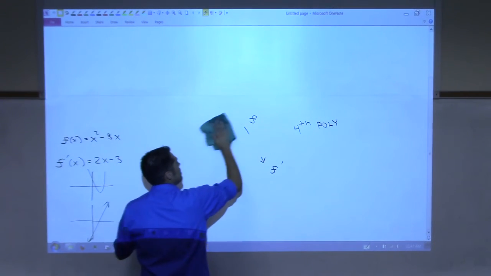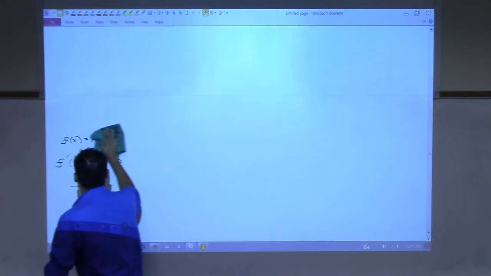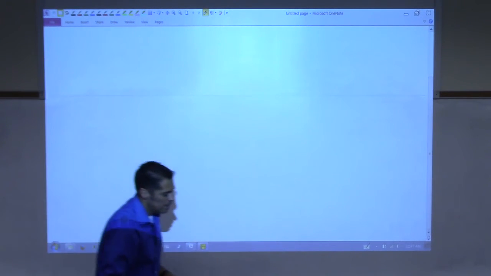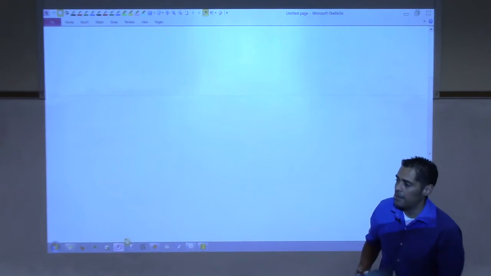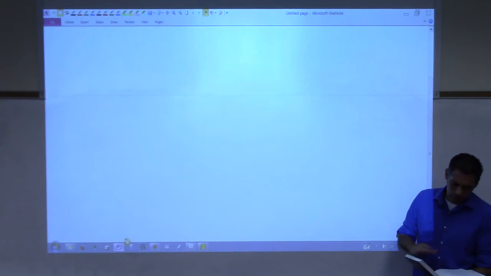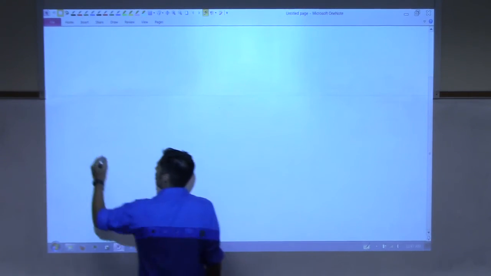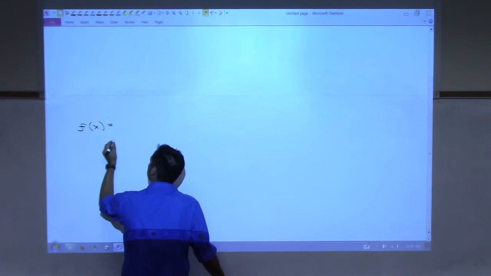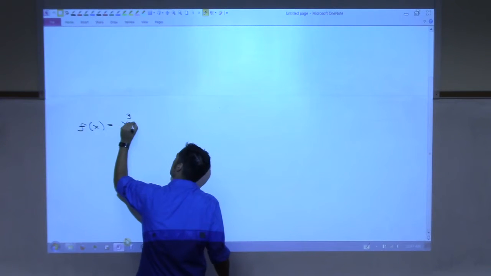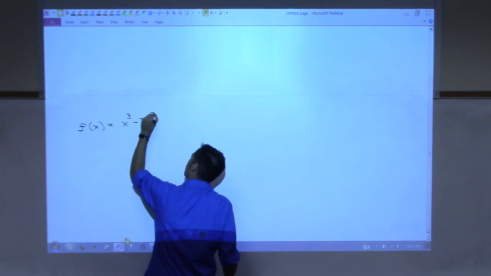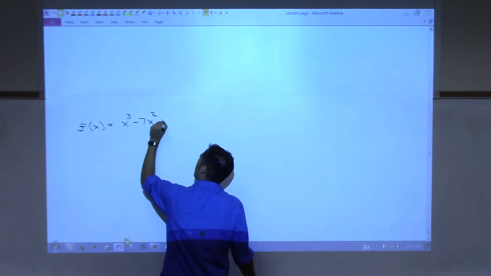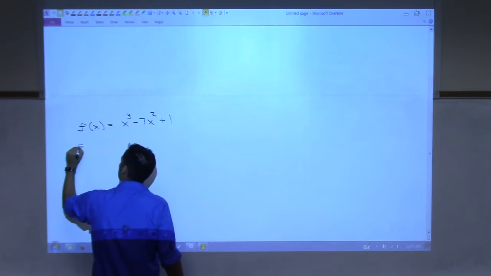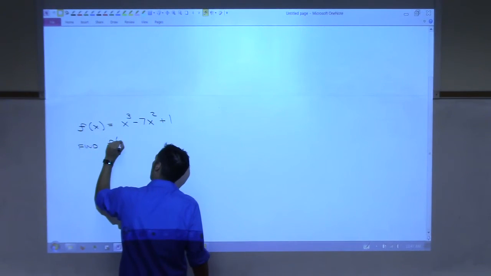What I want to do now is look at the algebra that we're going to be playing with here. There's really nothing new in terms of limits, we're still going to be doing limits, except now we're not plugging in a value for a. So let's try this one. I'm going to give you f of x is equal to x cubed minus 7x squared plus 1. Find f prime of x.